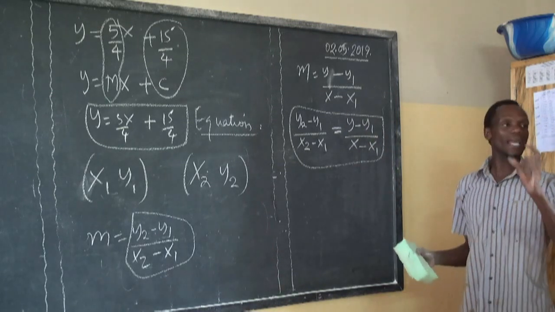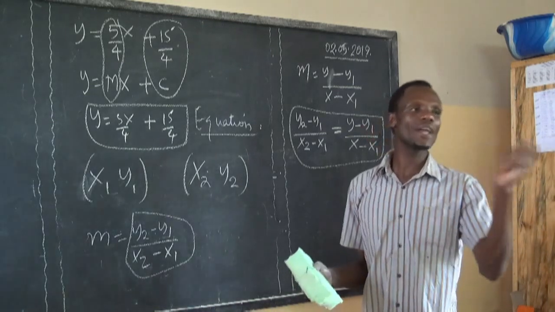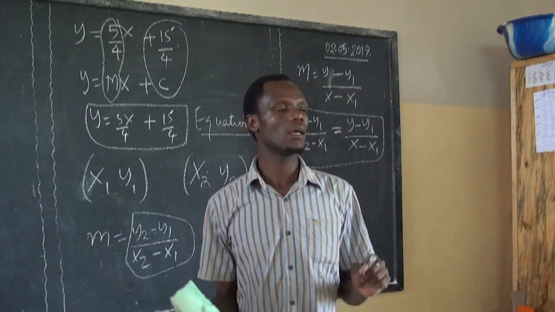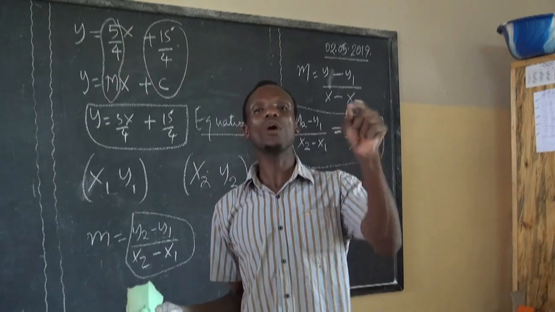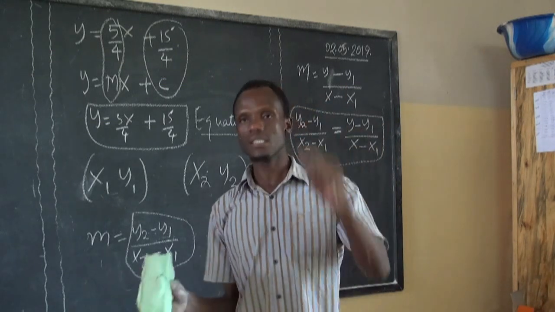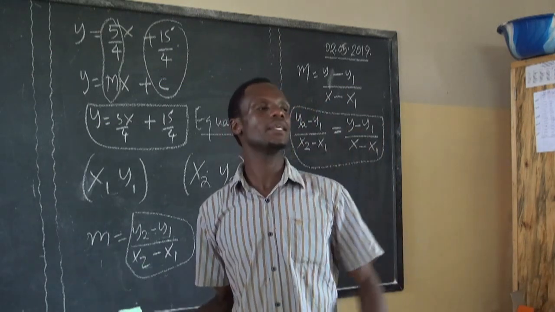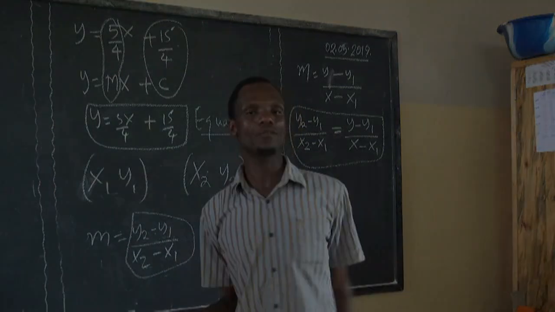So determining the equation of a straight line is very simple if you understand. But all in all, understand what the y-intercept is, and what the x-intercept is. The x-intercept, I've said it. The y-intercept, we have talked about it.